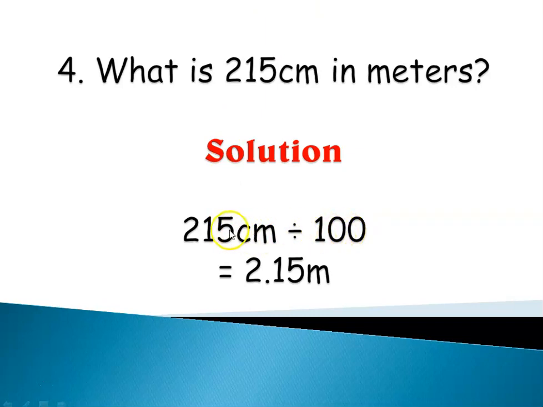Okay, so you still remember how to do this. Okay, let me remind you. I'm dividing by 100, so I'm moving 2 places to the left. 2 places to the left. I just move this way. 1, 2, and this gives me 2.15 meters. So I have changed 215 centimeters to meters. Simple, isn't it? Good.